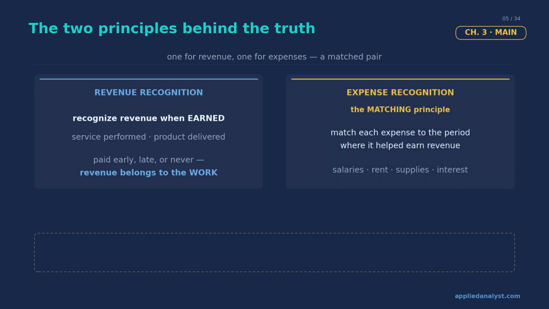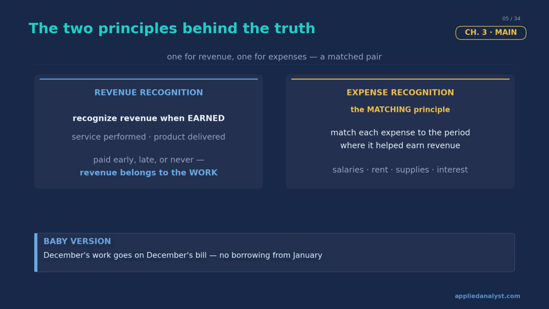Match each expense to the period where it helped generate revenue. December's rent matches December's sales. Lena's December hours match December's coffee. Every expense sits right next to the revenue it helped create. Baby version, December's work goes on December's bill. No borrowing from January, ever. And keep these two sentences close. Every adjusting entry you're about to meet is just these two principles, enforced.